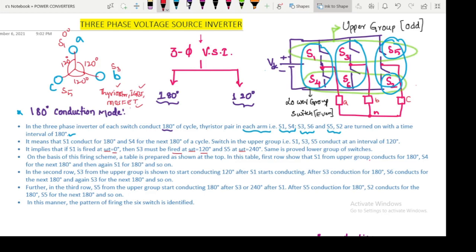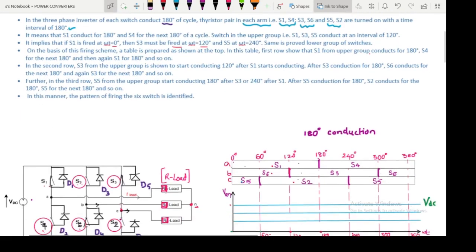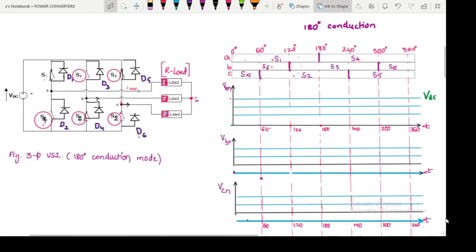Now we are going to see how this conduction of switches will generate 3 phase AC supply from a given DC supply. Okay, this is what we are going to see. So let us proceed. Here I have drawn the conduction schematic diagram.